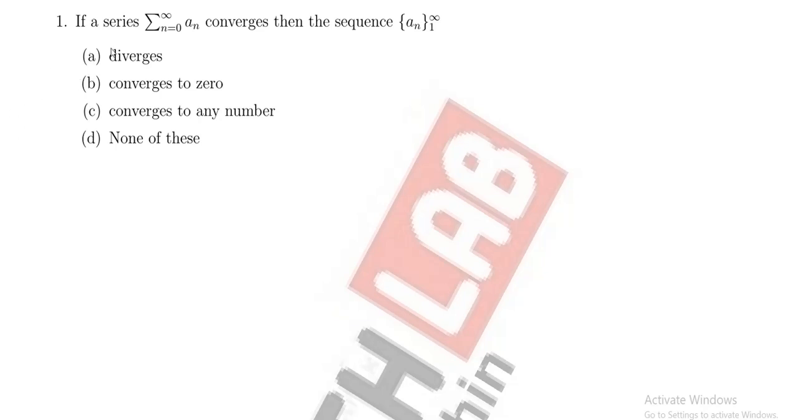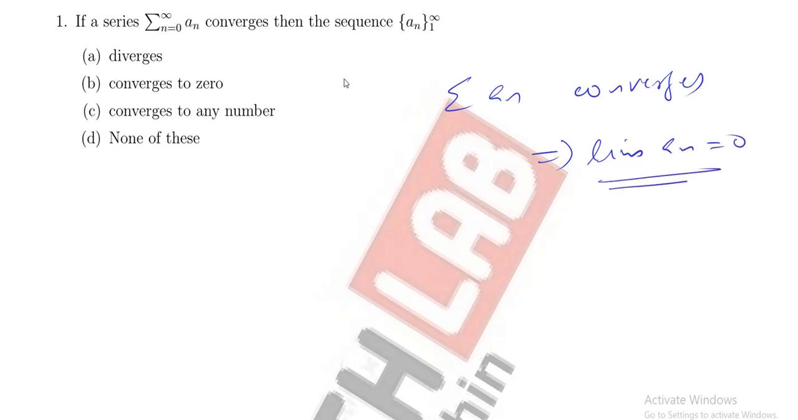And here is the first question. If the series sigma an converges, then the sequence an. And we have it that if sigma an converges, then limit an must be equal to 0. Therefore the sequence an converges, and it converges to 0. So option B is right. A direct problem. Now question number 2.